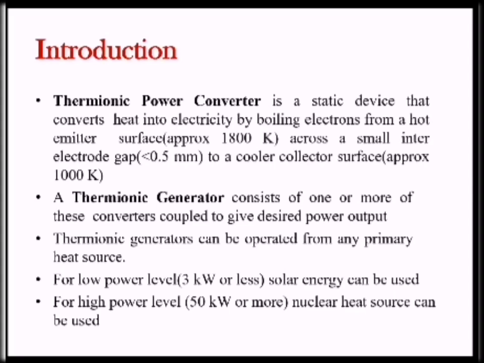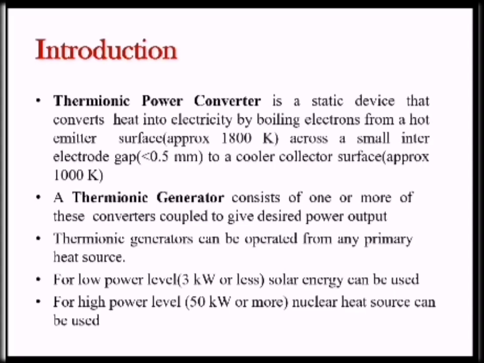In this device, electrons are emitted from the surface of heated metal. The energy required to extract an electron from the metal is known as work function and expressed in electron volts. The work function depends upon the nature of metal and its surface conditions. A thermionic generator consists of one or more of these converters coupled to give desired power output.